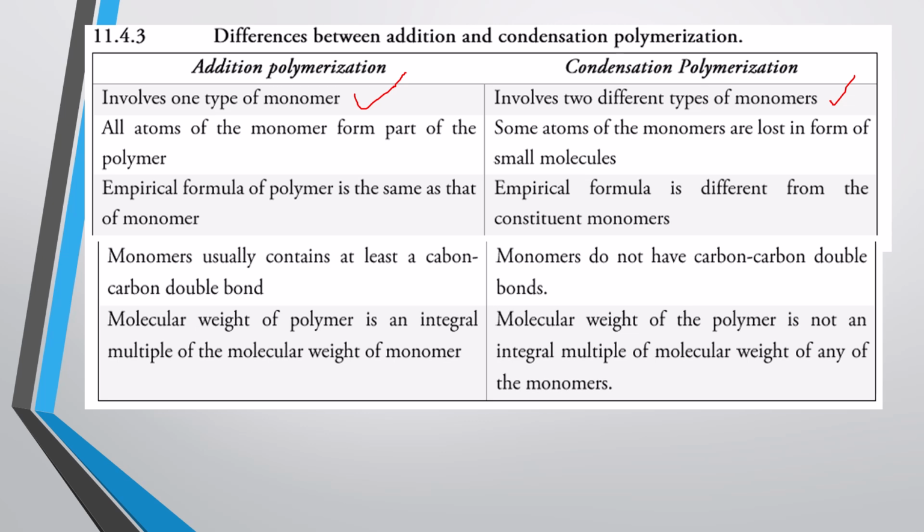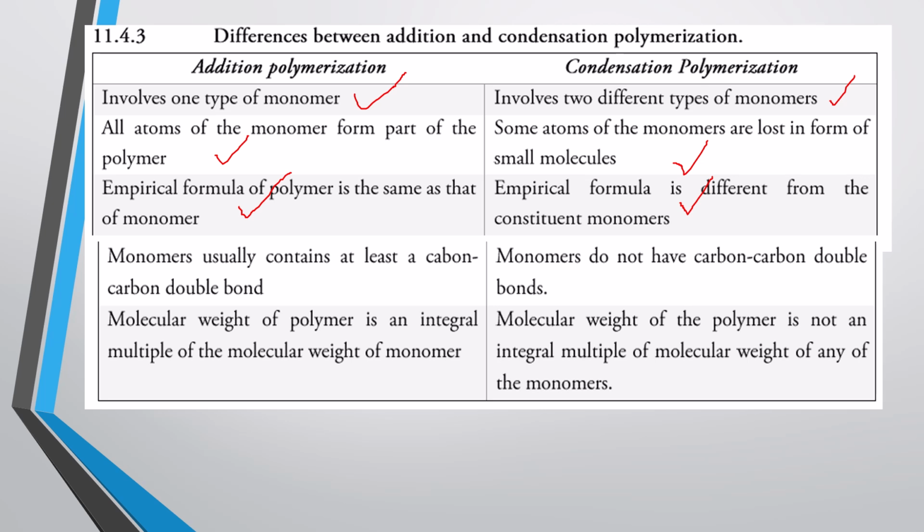Also, in addition polymerization, all atoms of the monomer form part of the polymer. That means that there is no atom which is lost. Whereas in condensation polymerization, some of the atoms from the monomers are lost in the form of small molecules. Also, in addition polymerization, the empirical formula of our monomer is the same as that of the polymer. But in condensation polymerization, the empirical formula of the constituent monomers is very different from the empirical formula of the polymer.